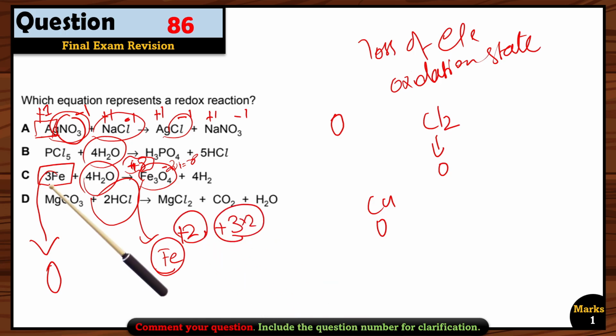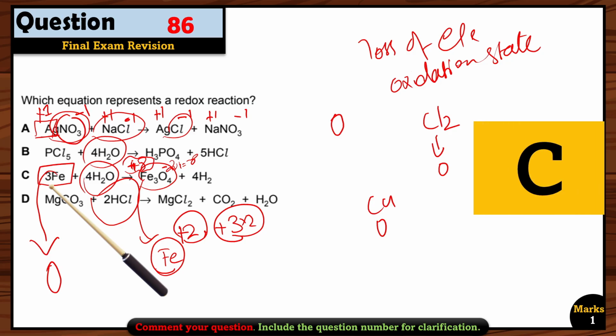The oxidation state before was 0, but now it has changed. If you see, it changed to +8. So the oxidation state has increased. When there's a change in the oxidation state, such reactions are called redox reactions. So that's a simple trick.